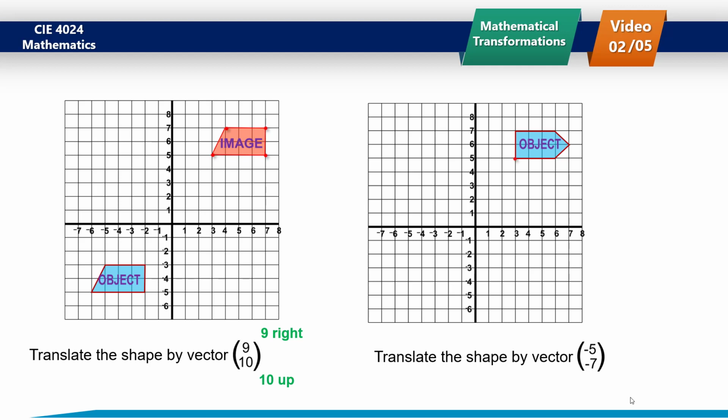So take this point, we have to move 5 units left and 7 units down. Same with the second point, 5 units left and 7 units down. Same with the third, and for the next, 5 units left and 7 units down. And the same with the last vertex, 5 units left and 7 units down. When I join these points, I will have the translated image.